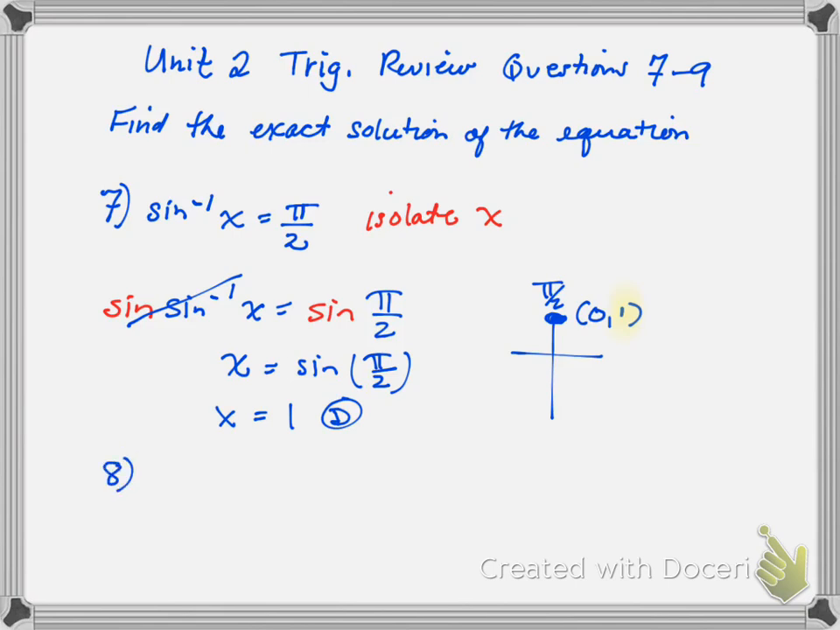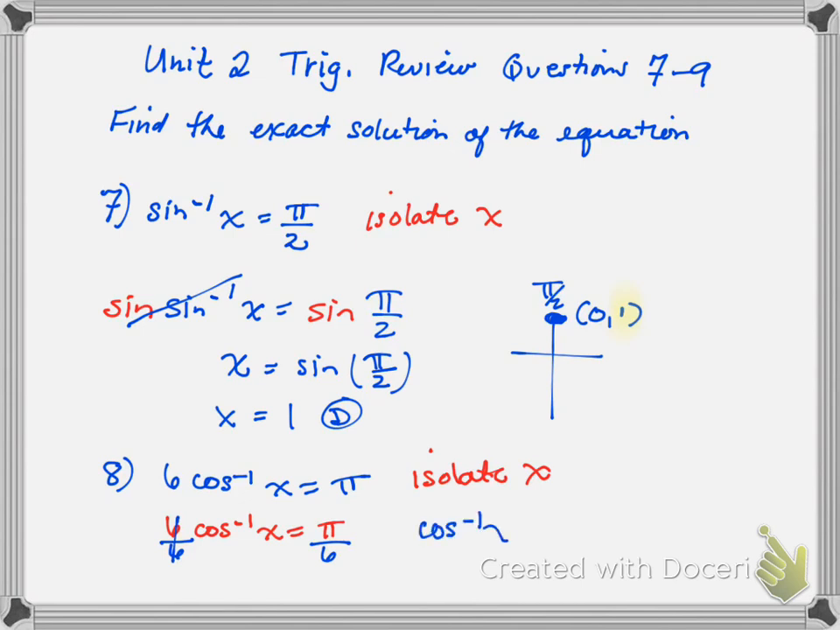So number 8 says 6 inverse cosine x equals pi. Okay, once again, your whole goal is to isolate x. So to do that, the first thing I have to do is divide both sides by 6. So I have my original function, and then I'm going to divide both sides by 6. That'll allow me to get rid of the 6 off the left-hand side, and when I do that, I get cosine inverse x equals pi over 6.